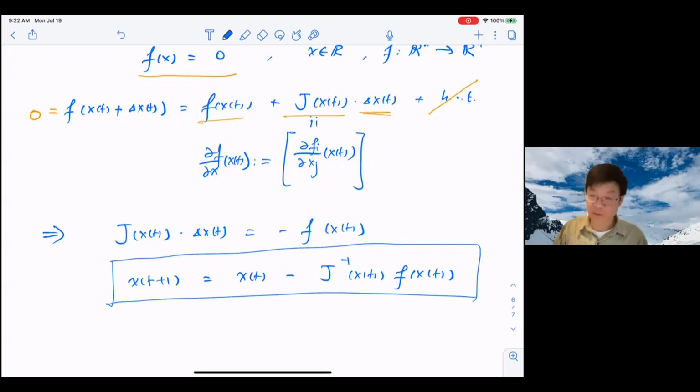In actual computation, we try to avoid computing the inverse of a Jacobian. Instead, we solve this linear equation for delta xt, and there are many ways to solve linear equations efficiently, exploiting different properties of the equations.